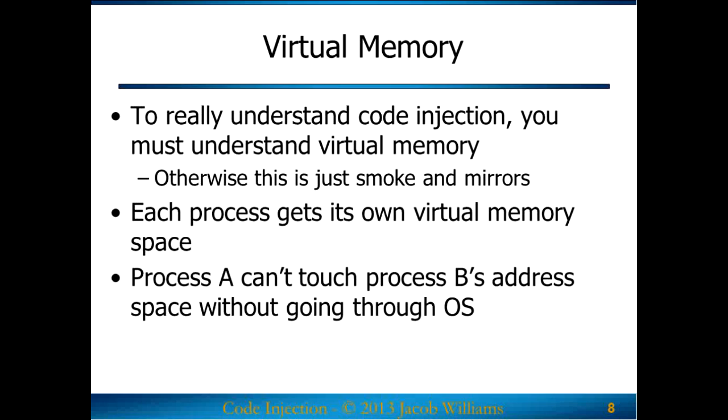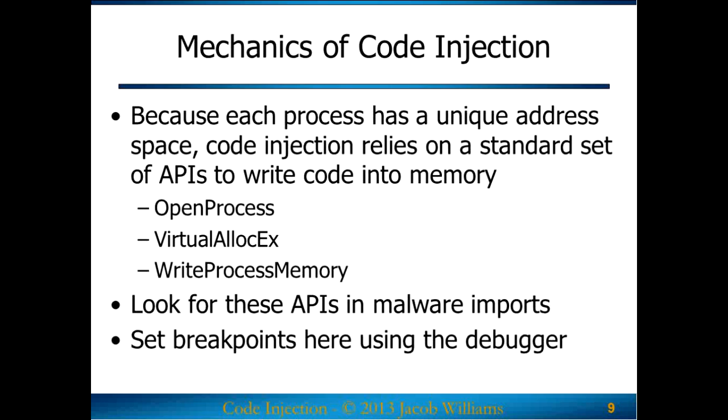So just up front, we have to understand that each process gets its own virtual memory space. And so if we have two processes, let's say malware.exe and explorer.exe, malware.exe can't touch explorer.exe's process space without going through the operating system. So there has to be some API call that's made that allows you to talk between those processes, allocate memory, change memory.